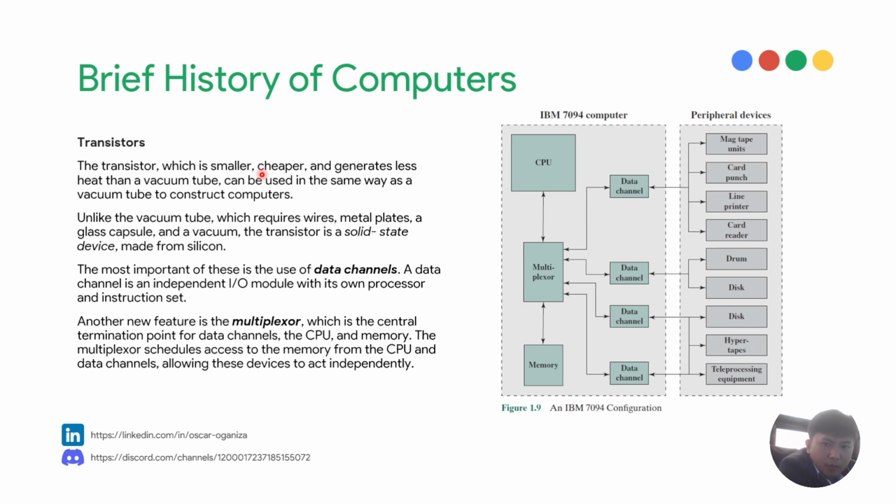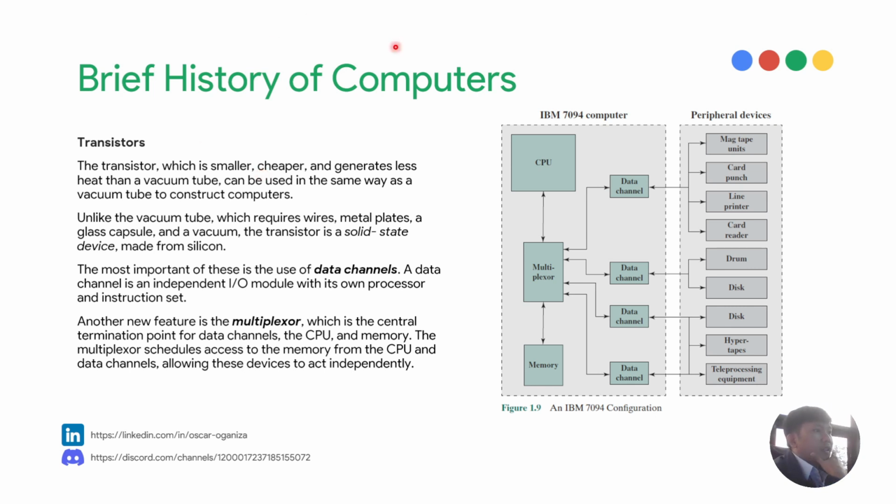So here in figure 1.9, I have the CPU using transistors. It was developed and designed by IBM, the IBM 7094 computer, and it comes with different peripheral devices.